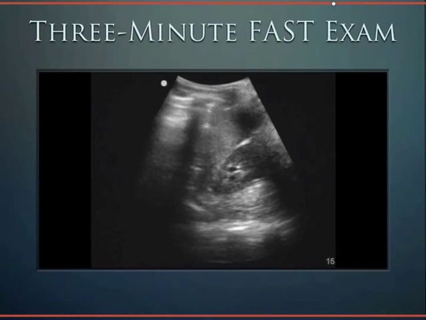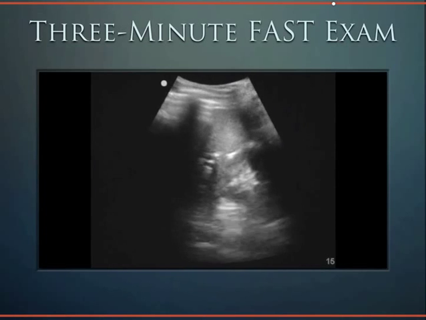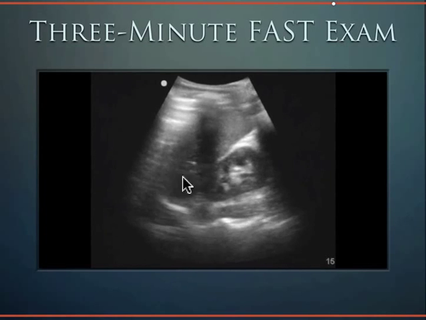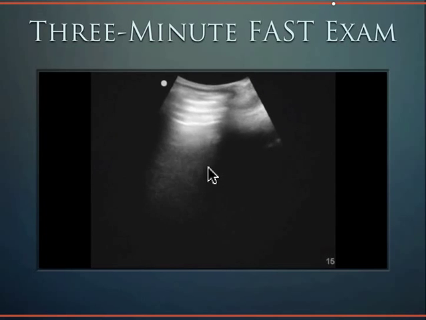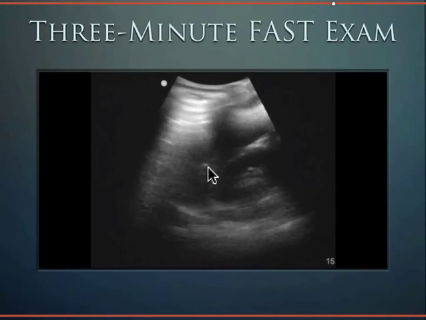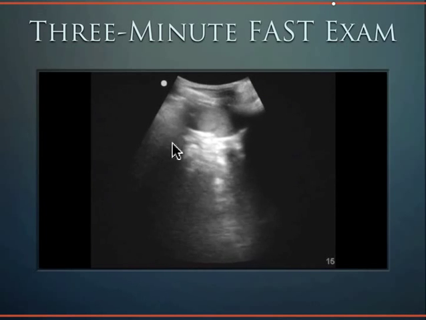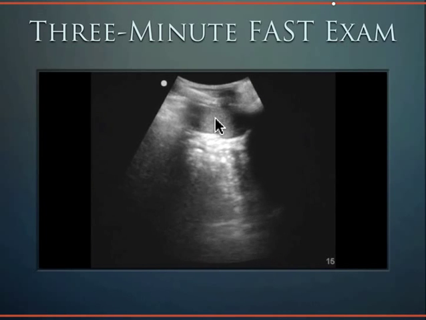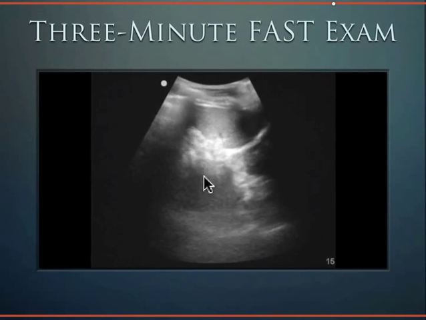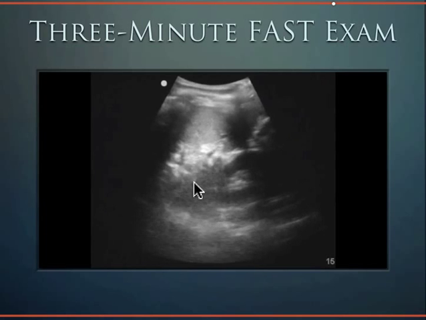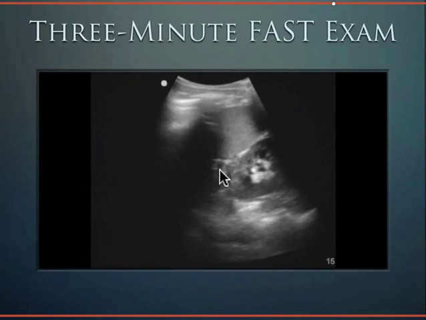Recall that the stomach lies anterior to the spleen. So if you fan too far anteriorly, you're going to see stomach where the spleen should be. This is all stomach here. The spleen is at the top of the window. Now you may need to fan more posteriorly in order to get this stomach out of the view and to obtain this nice, crisp splenorenal view.